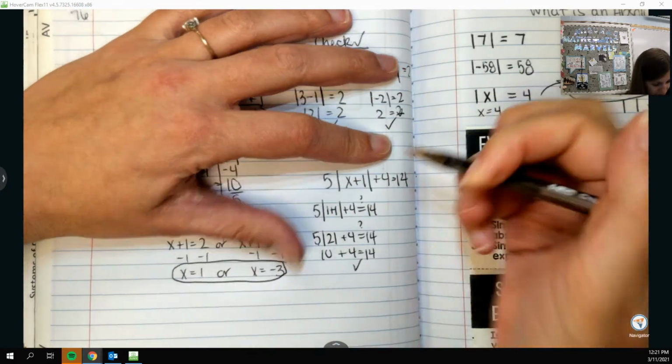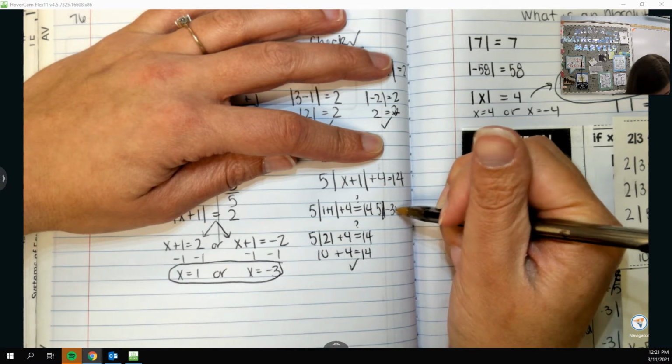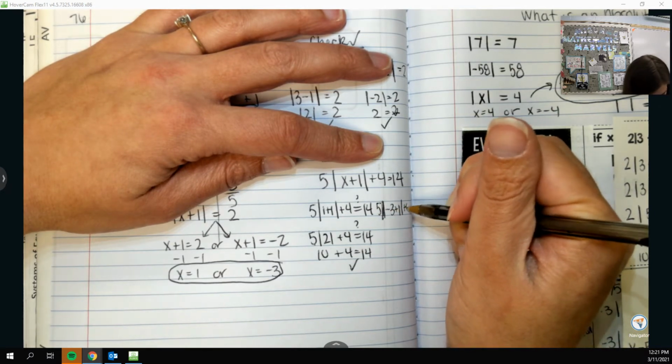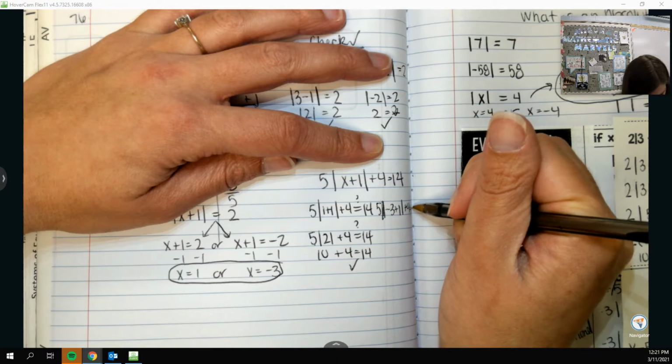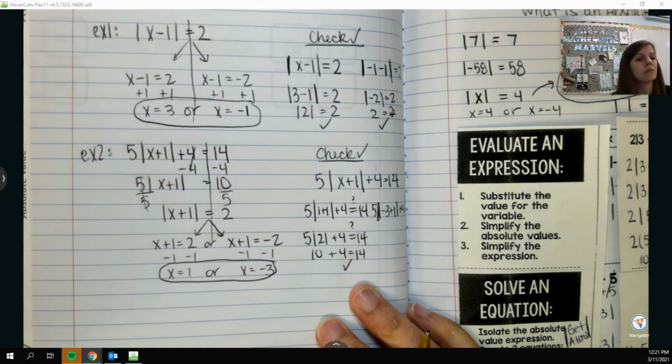Then we got to try our -3s. So we got 5 and then -3 plus 1 plus 4. Does that equal 14? Oh my God, why didn't I just write this on a different line? Like, I can't fit that in there. What was I thinking? Ugh.